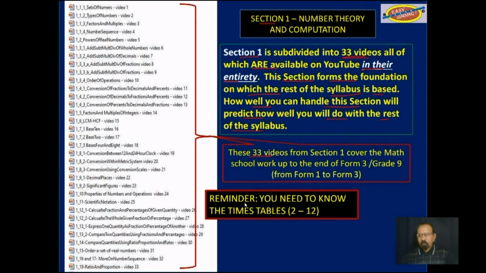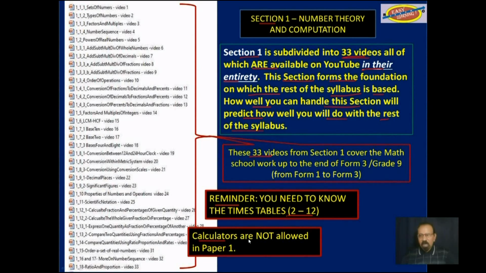Additional reminder: if you don't already know the 2 to 12 times tables, you need to learn them, especially since calculators are not allowed in Paper 1.